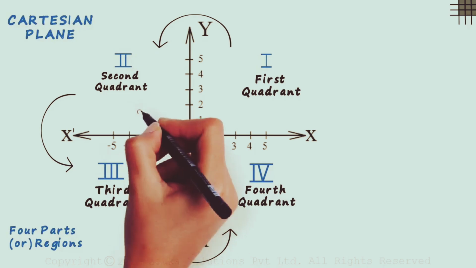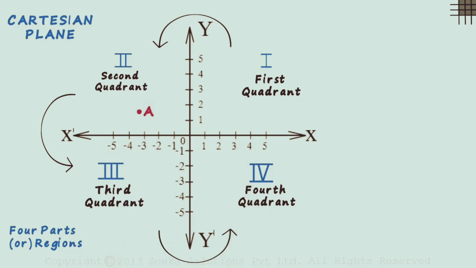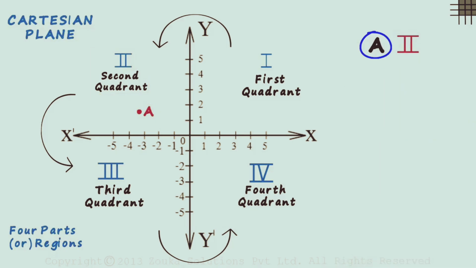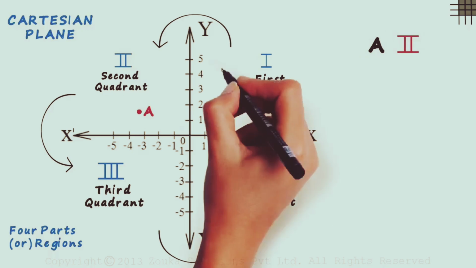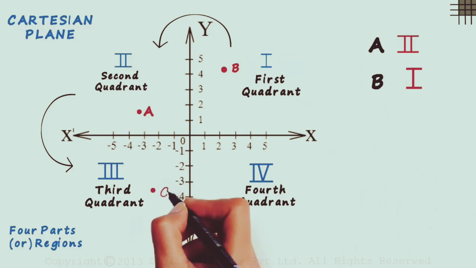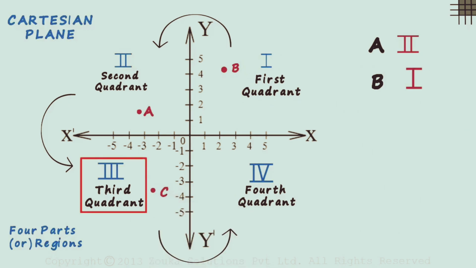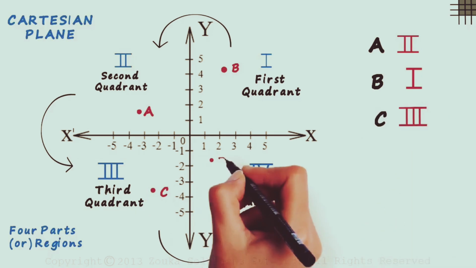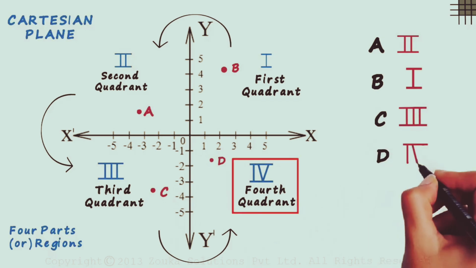Let's assume I mark point A here. This point lies in the second quadrant. So we write A, 2 here. Point A lies in the second quadrant. Let's assume I mark point B here. This point is in the first quadrant. We write B first here. Point C is marked here as it lies in the third quadrant. We write C 3. And this is point D. It is in the fourth quadrant.